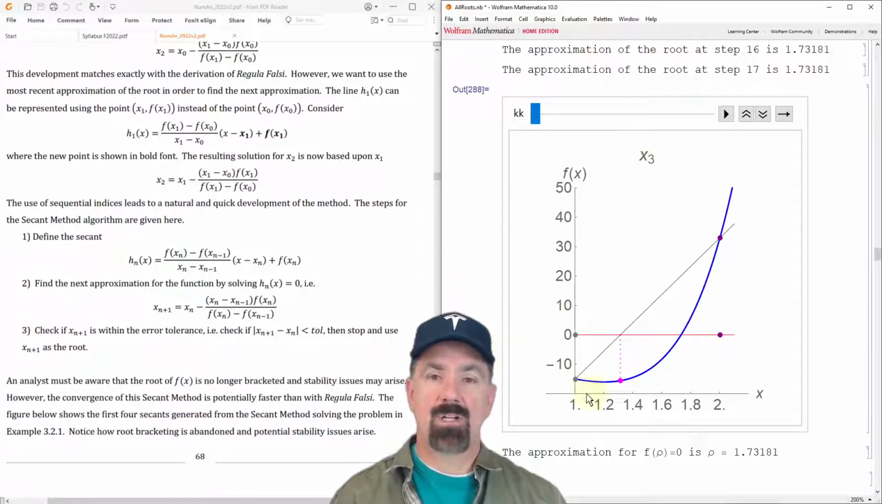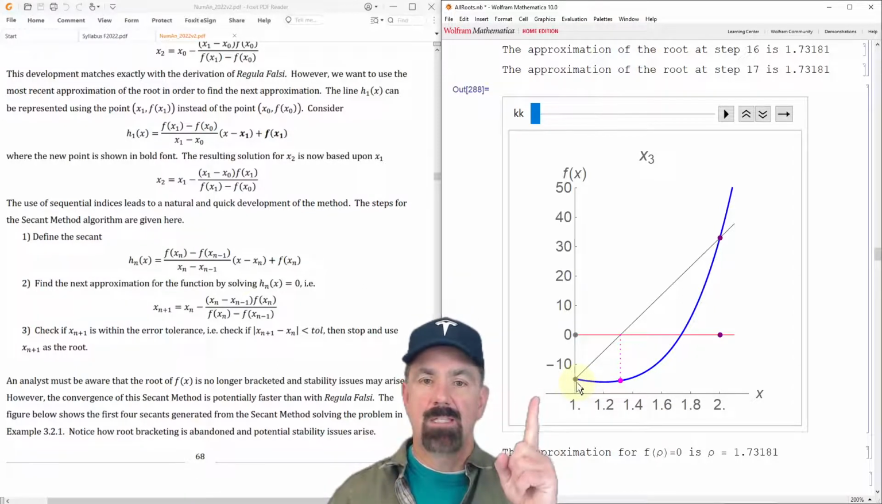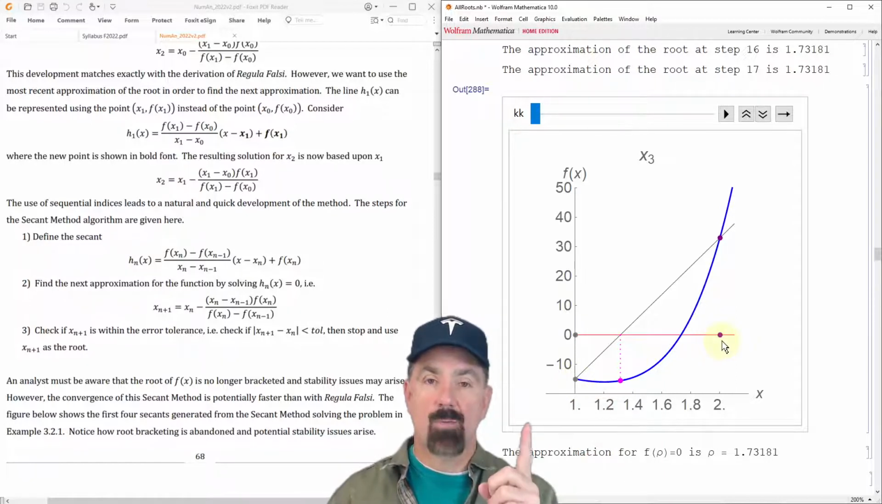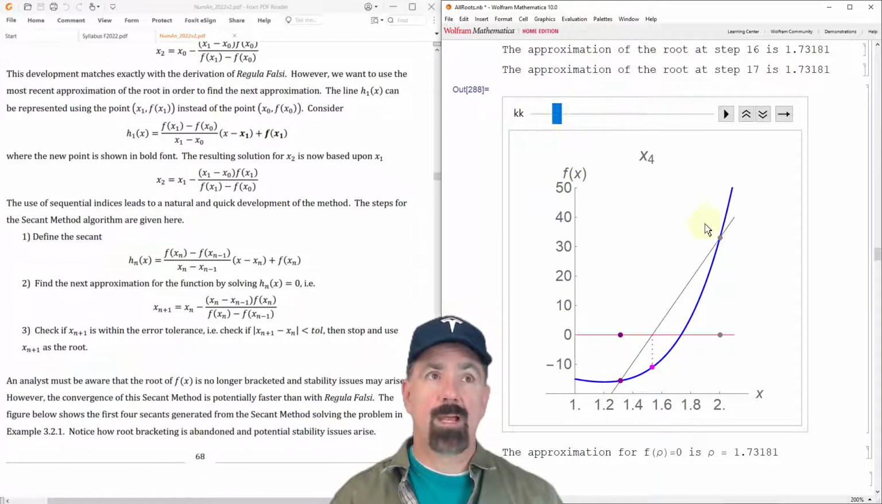Here's exactly the same problem we talked about with regula falsi. You can see the 2 endpoints, and the way that my color coding is working is the gray point is the approximation from 2 steps prior. The purple point is the last approximation, and the magenta point is the next approximation. So we'll end up using the magenta and the purple to make the next secant line. You'll see the next secant line is going to connect the purple and the magenta, and then they'll all change colors. So the purple becomes gray, the magenta becomes the purple, and then we have a new magenta because that's our next approximation.